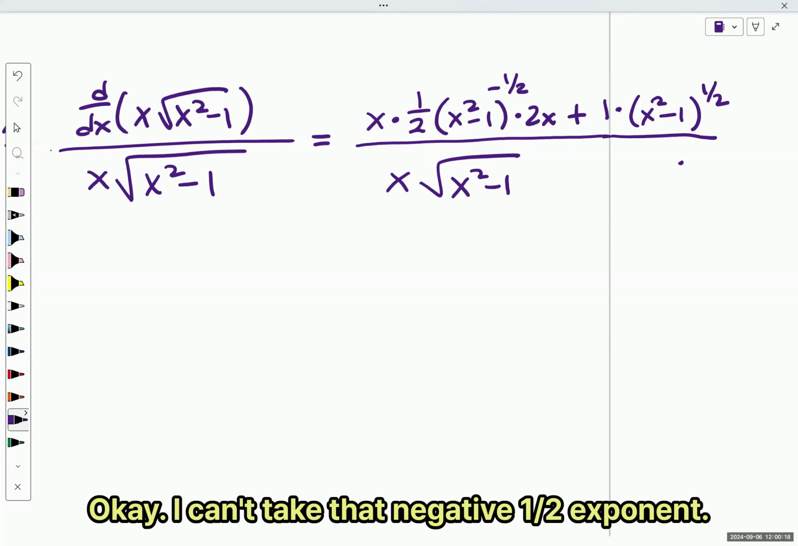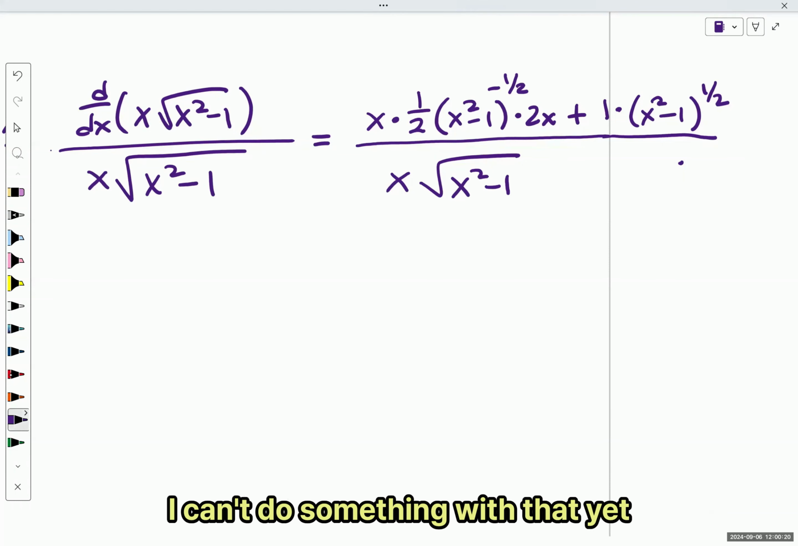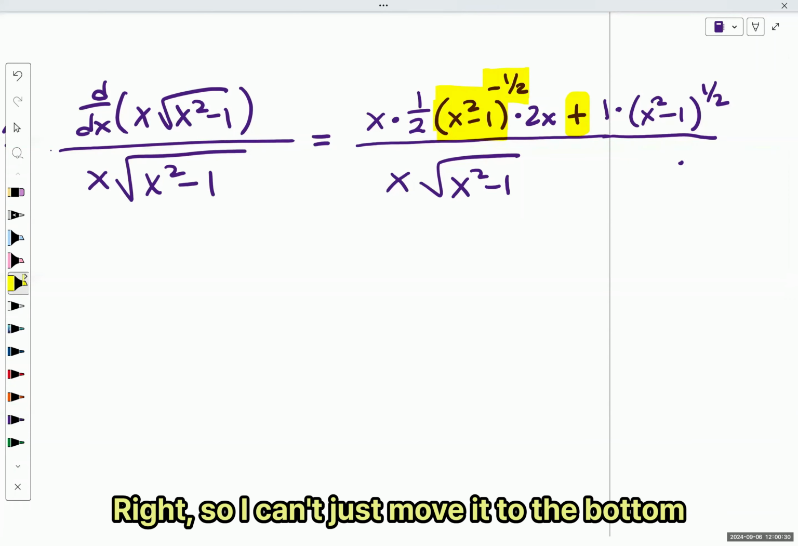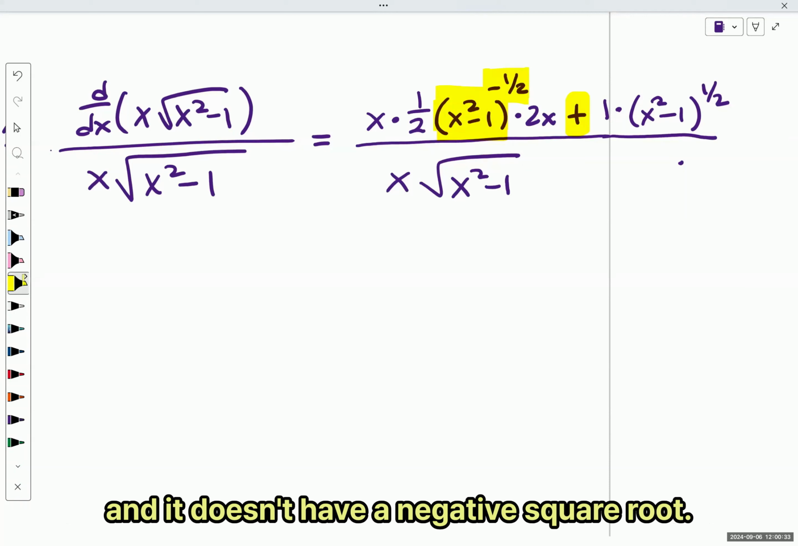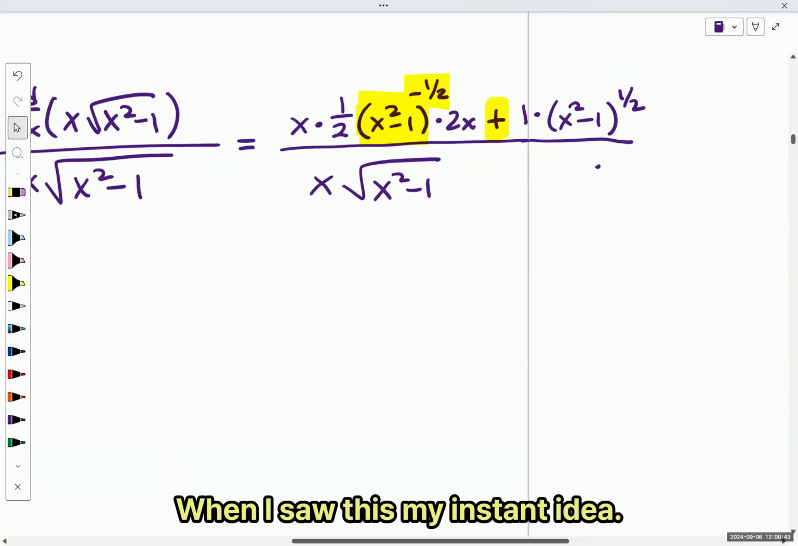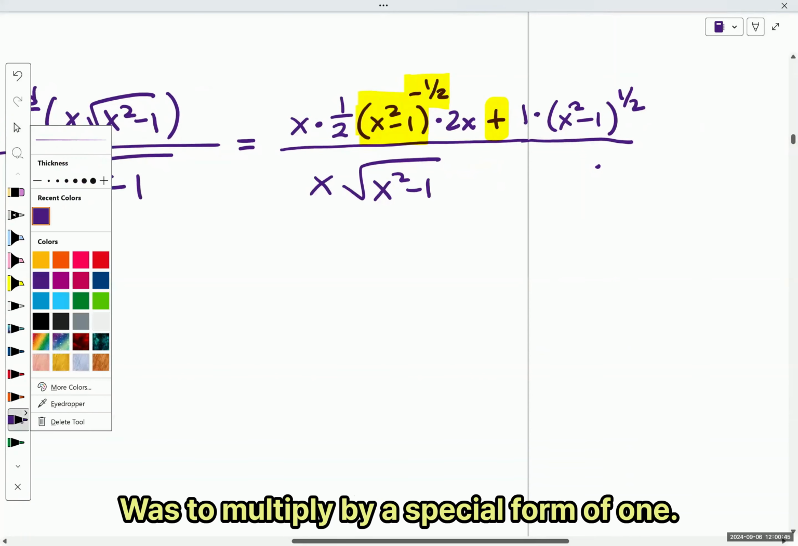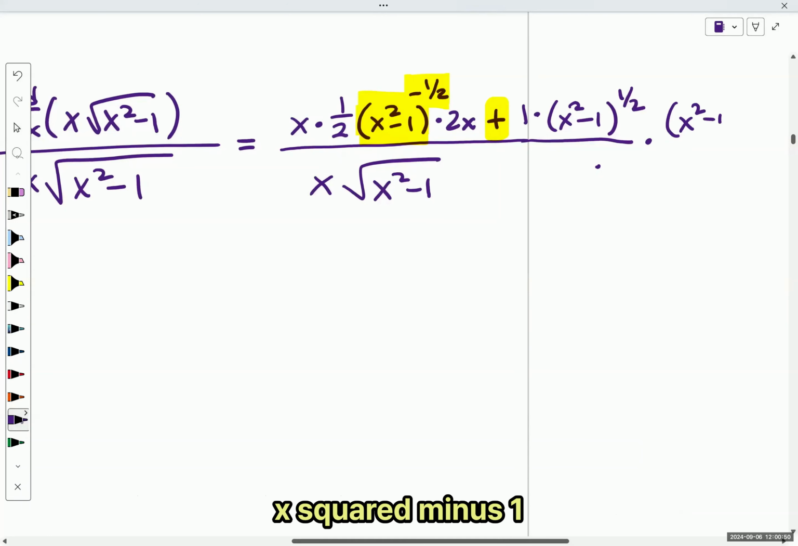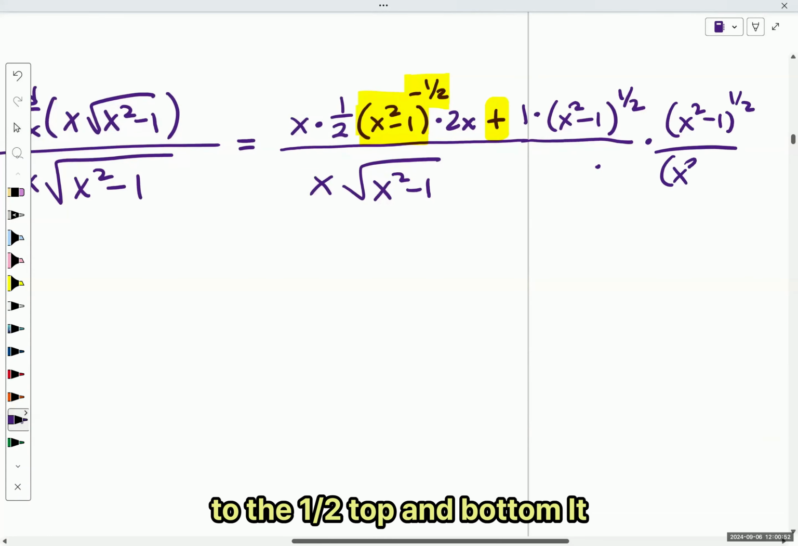I can't do something with that negative 1/2 exponent yet because I have a plus sign. I can't just move it to the bottom because I've got the plus sign over on the other side and it doesn't have a negative square root or negative 1/2 power anywhere. So I got to do something different. When I saw this, my instant idea was to multiply by a special form of 1, multiply by x squared minus 1 to the 1/2, top and bottom.